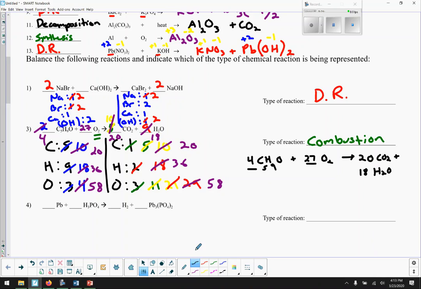Sorry, that got a little messy. You had to do the doubling trick twice. But you do, in fact, end up with the same number of carbon, 20, hydrogens 36, and oxygens 58 on each side. It does work. It's just kind of a pain.